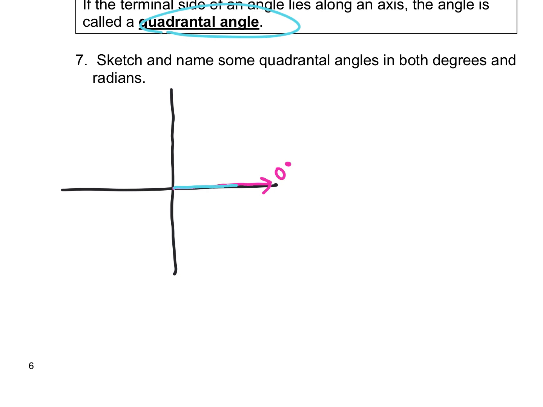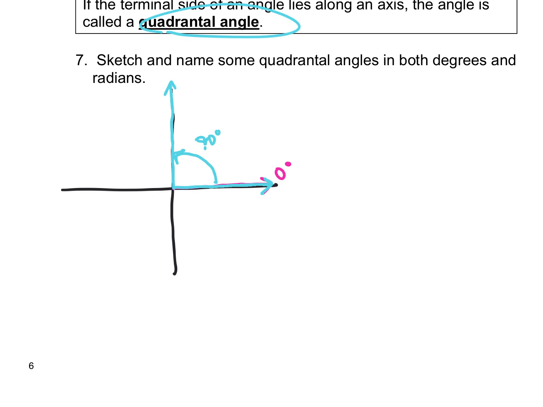You can do it how you want, but I'll do mine in different colors so you can see here. I'm going to show my initial side on the positive x-axis. I'm going to show what we call the terminal side, where it finishes, on the positive y-axis, and I'm going to show which way I am rotating, 90 degrees. So any guesses what our next quadrantal angle would be?